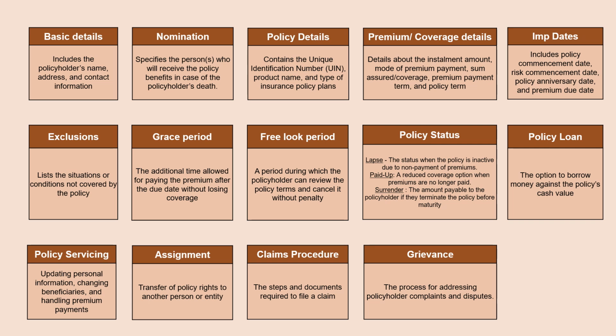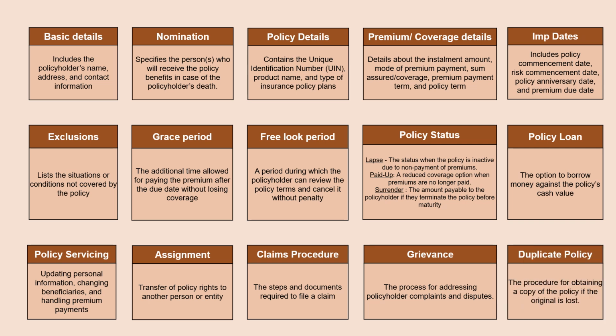If the policyholder is still not satisfied with the resolution provided by the insurance company, they can approach the insurance ombudsman. The ombudsman is an independent and impartial authority appointed to resolve disputes between policyholders and insurance companies. The ombudsman aims to resolve the complaint within a specific time frame, usually 3 months. The decision of the ombudsman is binding on the insurance company, but the policyholder has the option to accept or reject the decision. Duplicate policy. If the policyholder loses the policy, they can request a duplicate policy by submitting the required documents to the insurance company.